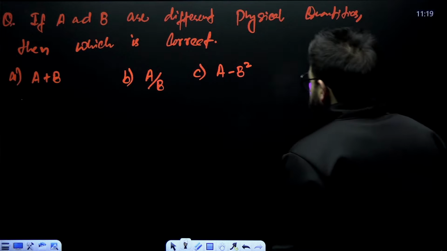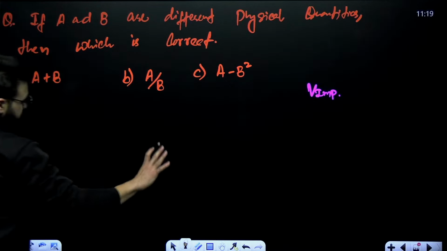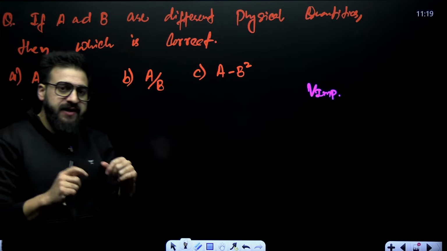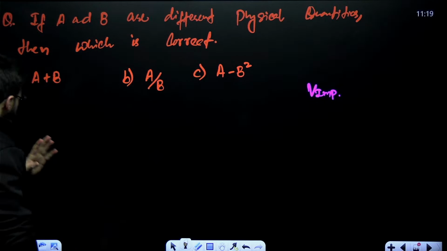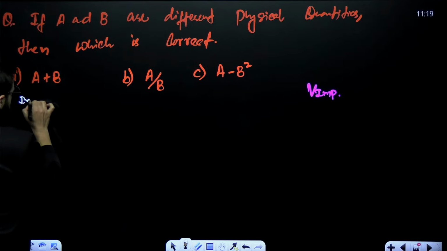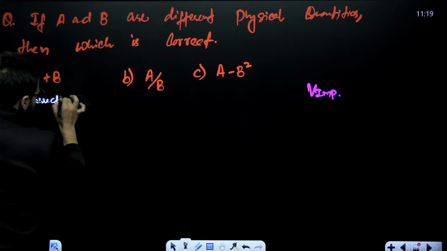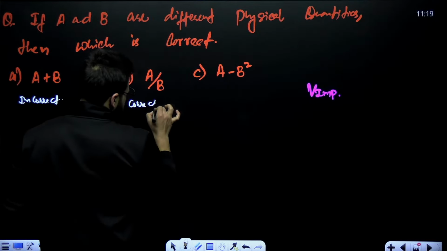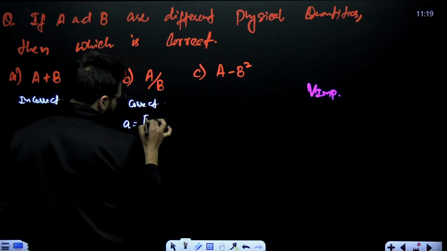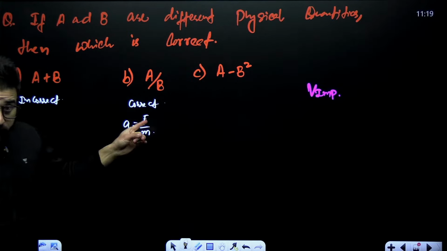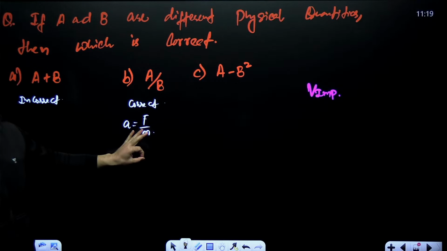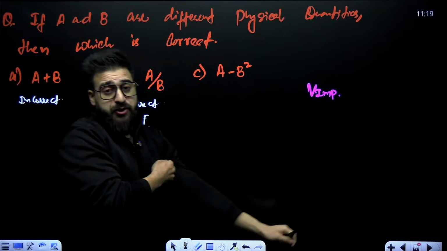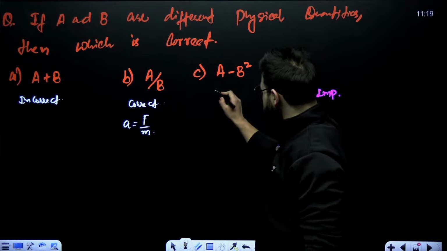Guys, if A and B are different physical quantities, we already saw that according to the principle of homogeneity, two different physical quantities cannot be added, subtracted, equated, or compared. So we say A is incorrect. Already we saw the reason. Sir, this is correct. Why? We can say acceleration is force divided by mass. Two different physical quantities can be multiplied or divided. Force is one physical quantity, mass is another. What about option C? I would say option C is correct.